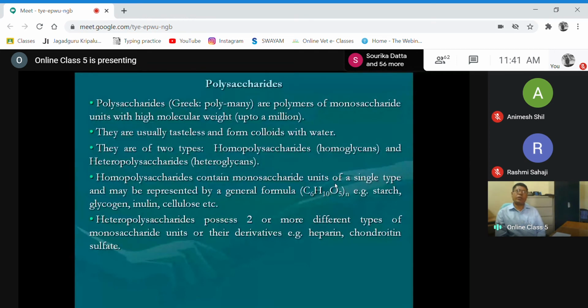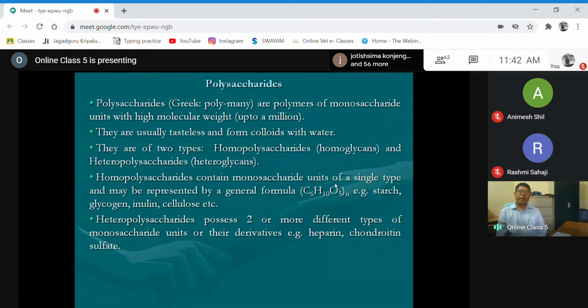Polysaccharides: poly means many. They are polymers of monosaccharide units with a high molecular weight, and may contain up to 1 million. They are usually tasteless and form colloids in water. That is what we said, that these polysaccharides initially will not have any taste because they are not sugars. They are not truly soluble in water, but form a colloid with the water.